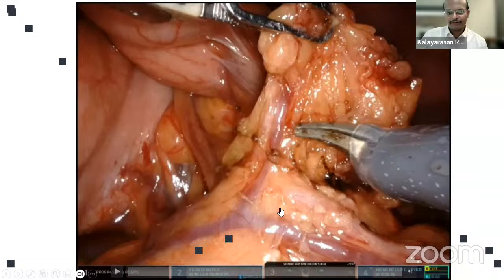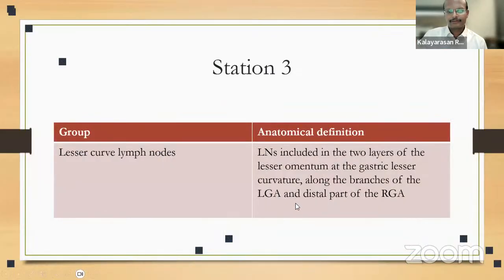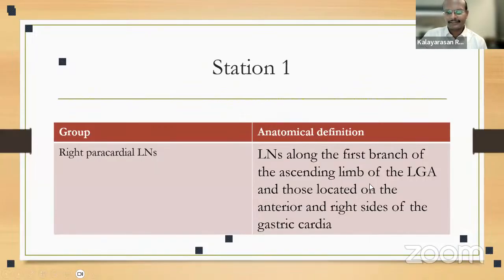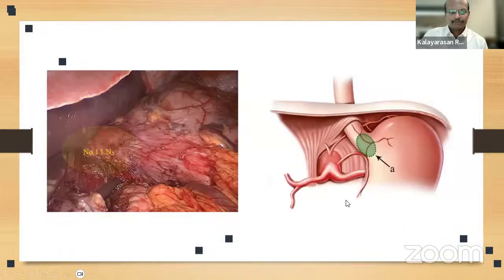So this is our level of division, and these are the communicating vessels. And lastly, station 1 is along the ascending limb of the left gastric artery. So we need to clear this off. The lesser curve has to be completely cleared, and only then do you divide the stomach. That's an important point to remember while doing station 1, because this is again not cleared well.